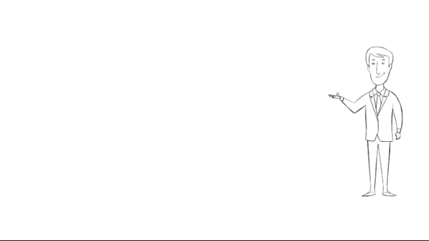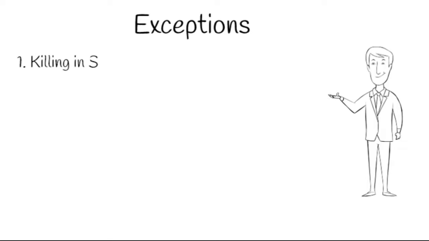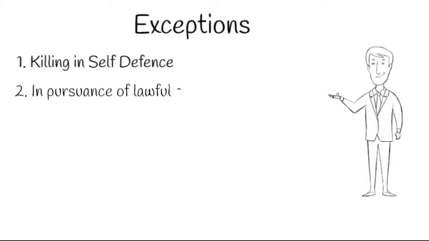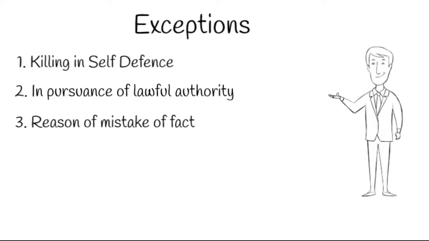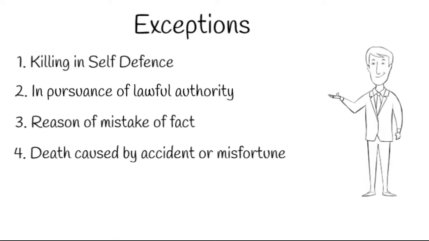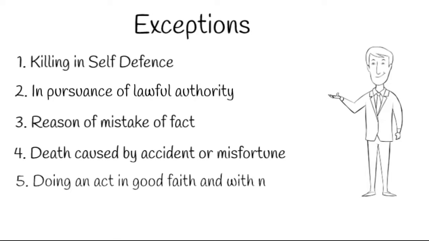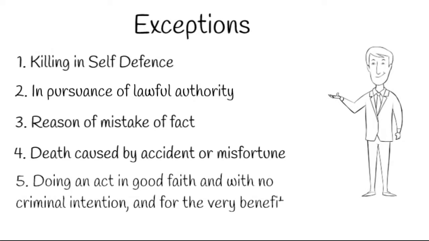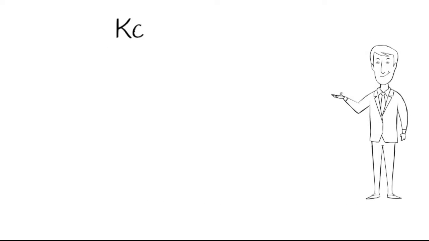However, in every killing, one may or may not be culpable, or to simply say, liable. There have been many instances where the law has not punished a man for committing homicide. Few examples are: 1. Killing in self-defense, or 2. In pursuance of a lawful authority, or 3. By reason of mistake of fact, or 4. Death caused by an accident or misfortune. 5. Doing an act in good faith and with no criminal intention for the very benefit of the person killed. However, if the killing is not legally justified, the man would be held liable for it, in the law.